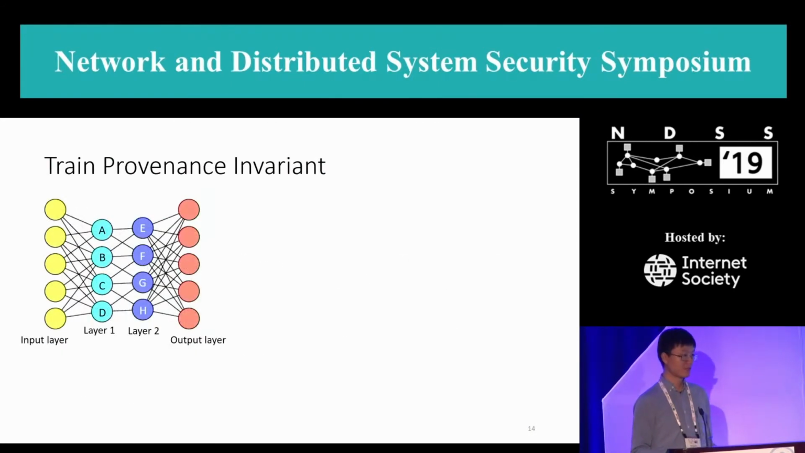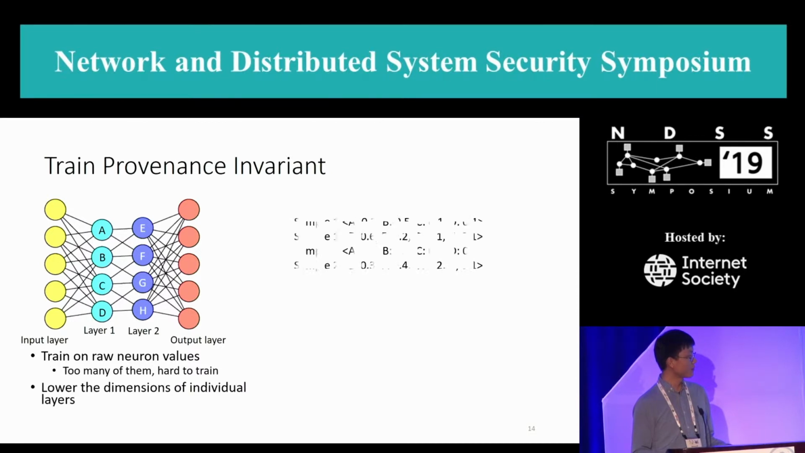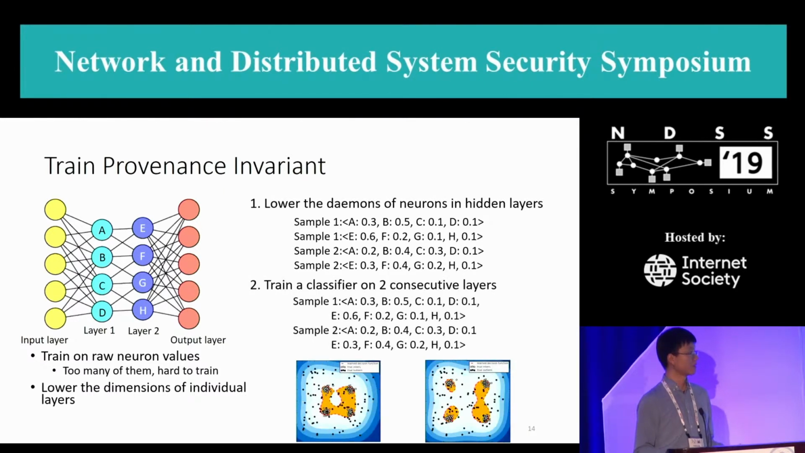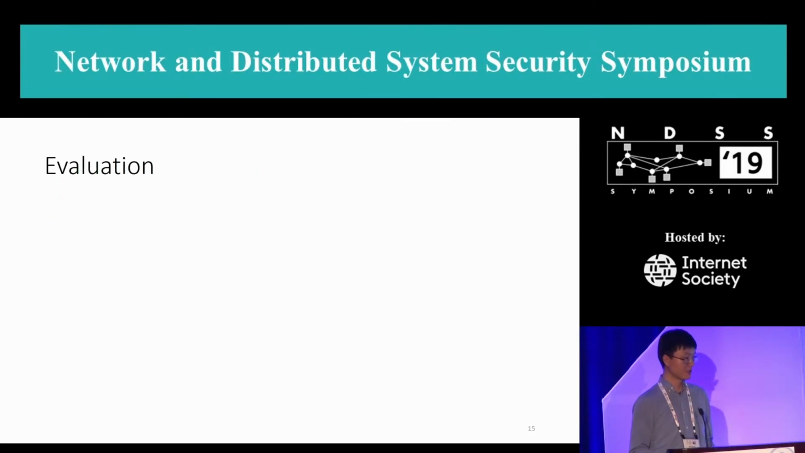How to train the provenance invariants? We originally tried to train them on the original neuron activation values, but found the space is too huge. There are too many of them, and it's very hard to train. So we first lower the dimension of the individual layers, and then we concatenate two consecutive layers into one sample, and then train one-class classifiers to get the provenance invariants. And here are some evaluation results.